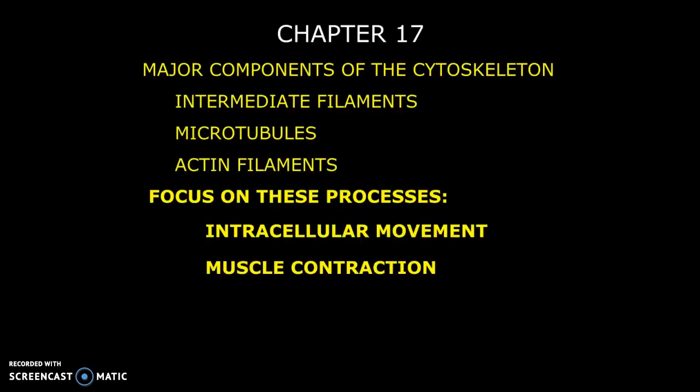So the first thing that we want to talk about is the major components of the cytoskeleton. So what are the microtubules, what are the intermediate filaments, and what are the microfilaments? And then we're going to talk a little bit about how intracellular movement takes place, how the muscles contract, or how the vesicles are delivered inside of the endomembrane system, the motor proteins moving inside of the cell. And so those are going to be our goals for Chapter 17, so let's get started.